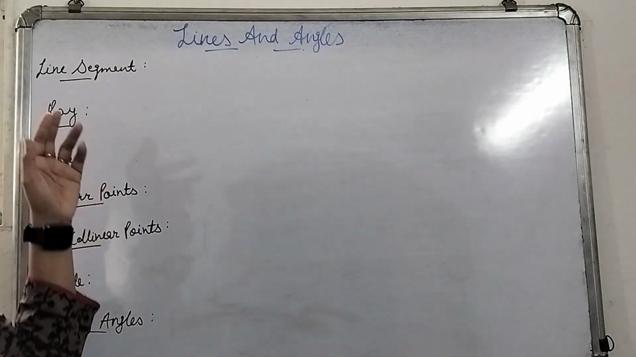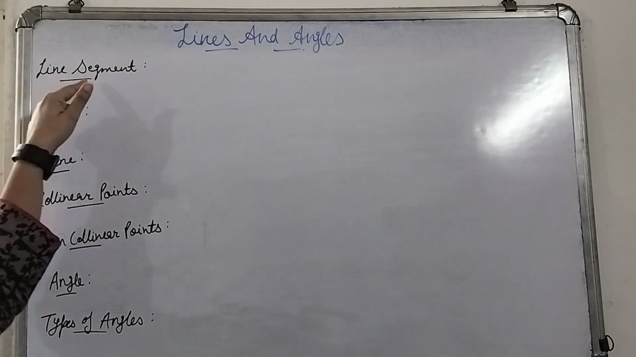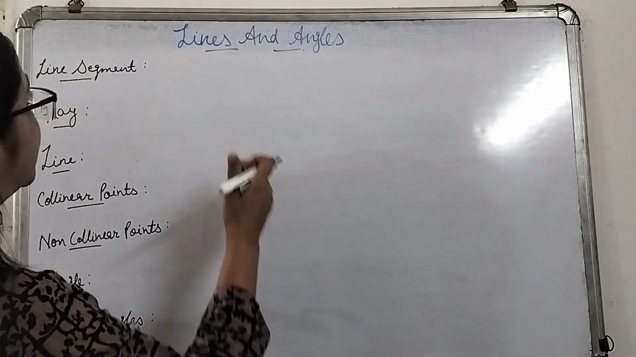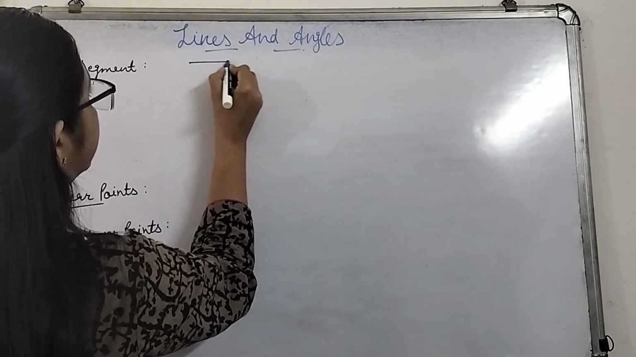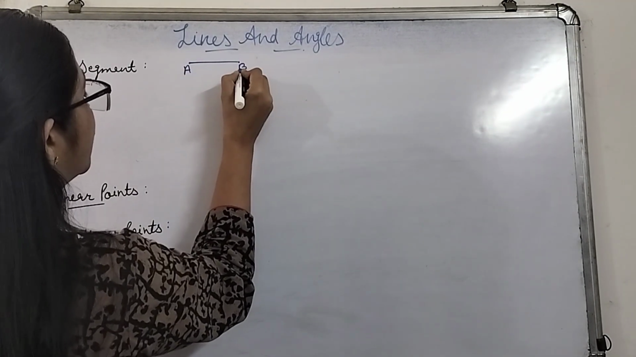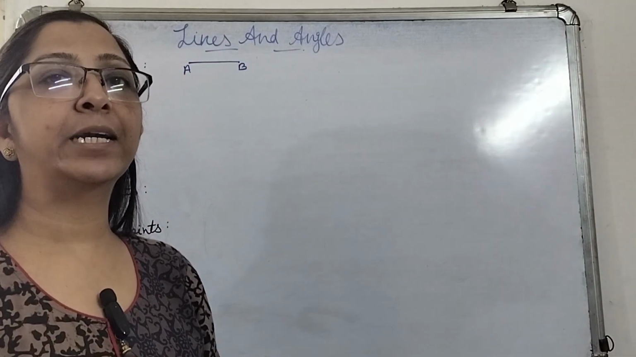Before starting with the chapter, let's see some of the terminologies related to the chapter. So first is your line segment. A line segment is a part of a line which has both endpoints. That means it is a part of a line where we have the starting point also, and we have the ending point also.